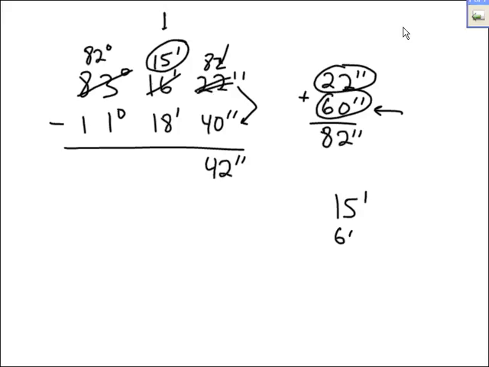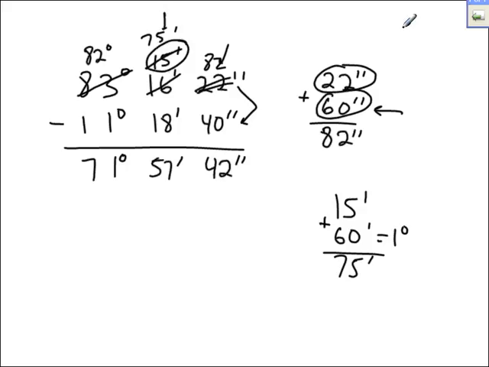Now, to the 15 minutes, you want to add on that 1 degree. But you're going to add it on as 60 minutes, because that is 1 degree. When you add them up, you get 75 minutes. So this is now 75 minutes. You take away 18, you get 57 minutes. And 82 degrees minus 11 degrees happens to be 71 degrees. So you need to know how to borrow. Okay, you just can't blindly put a 1.